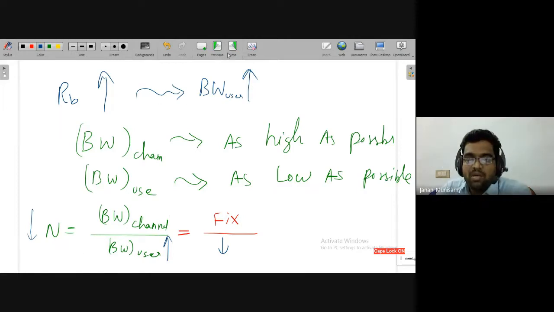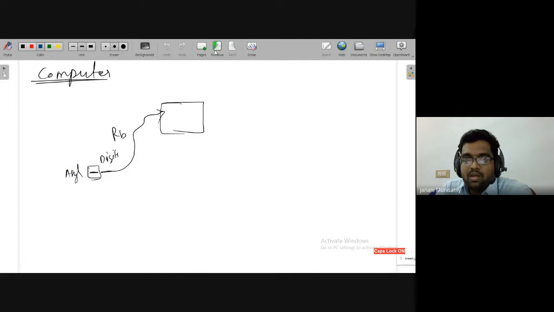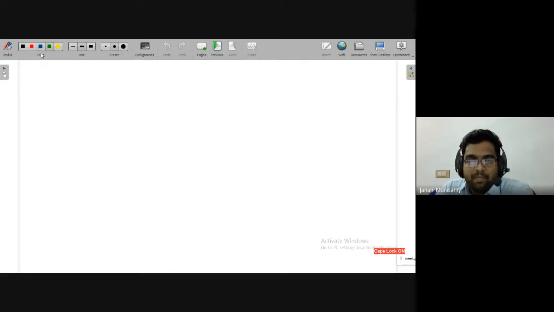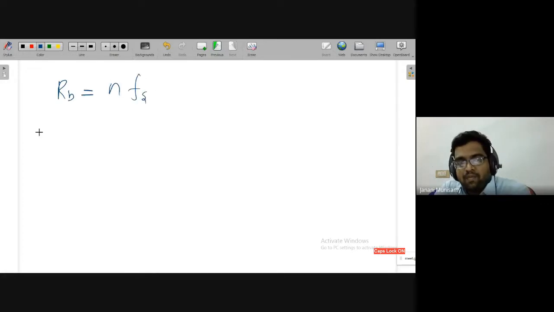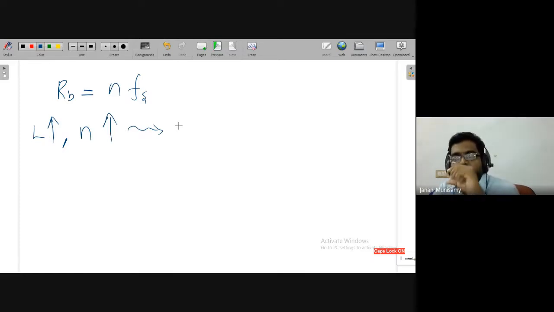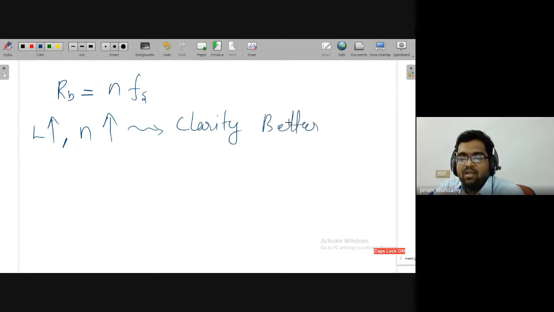So now we'll come to our discussion. In our discussion, RB is equal to n into Fs. When we increase L, the number of levels, automatically n will increase. If you increase the number of bits or number of levels, the clarity of the signal will be better. When you increase n, automatically the clarity will be better.